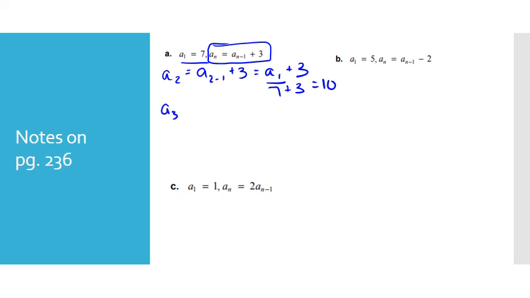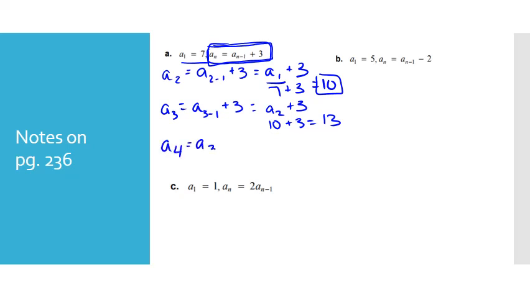Then when I get ready to find a sub 3, that's going to be a sub 3 minus 1 plus 3, which again I'm getting from this formula. So that would be a sub 2 plus 3. So I'm taking a sub 2's answer, 10, and I'm adding 3 to it, which is getting me 13. So then a sub 4 is going to be a sub 3 plus 3. So that would be 13 plus 3, which is 16.